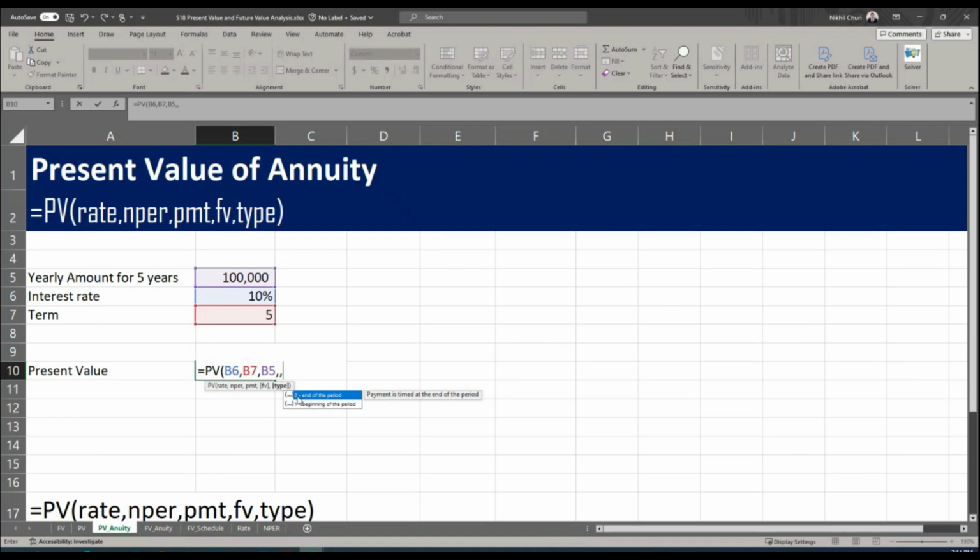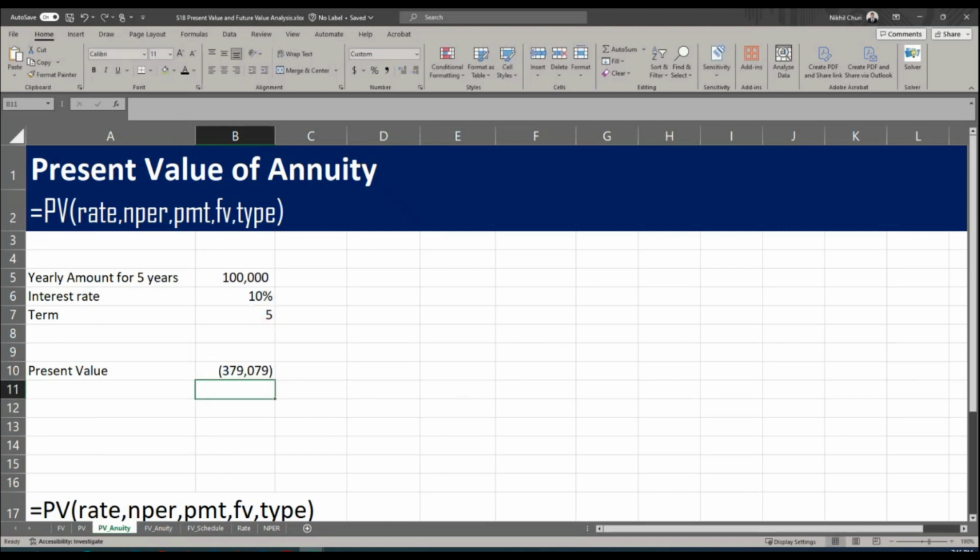If I pick 0, it will give me the present value at the end of the 5th period, versus if I say 1, it will be at the beginning of the 5th period, meaning the end of the 4th period. Depending on which one I pick, 0 or 1, I'll get two different numbers. In this case, 0 applies because we are looking at the end of the 5th period. So I'll select 0, close the bracket and press enter. This is the amount I got: $379,079, exactly what we got in our calculations.